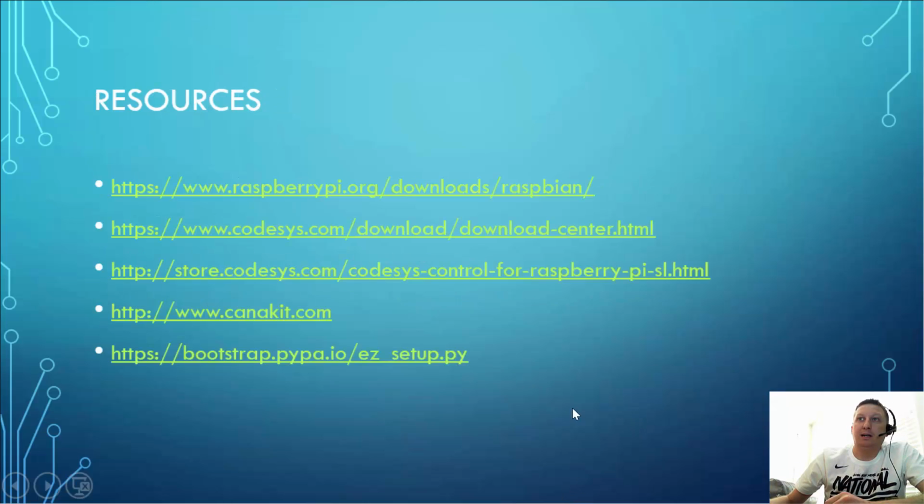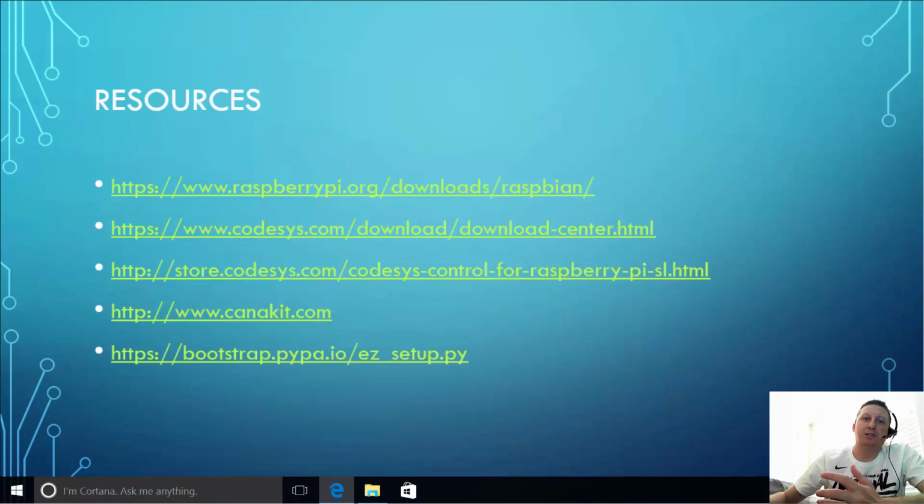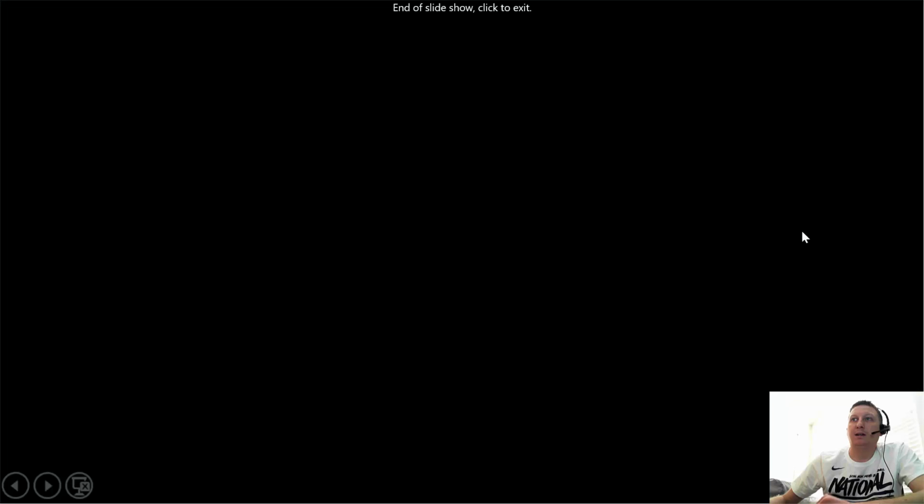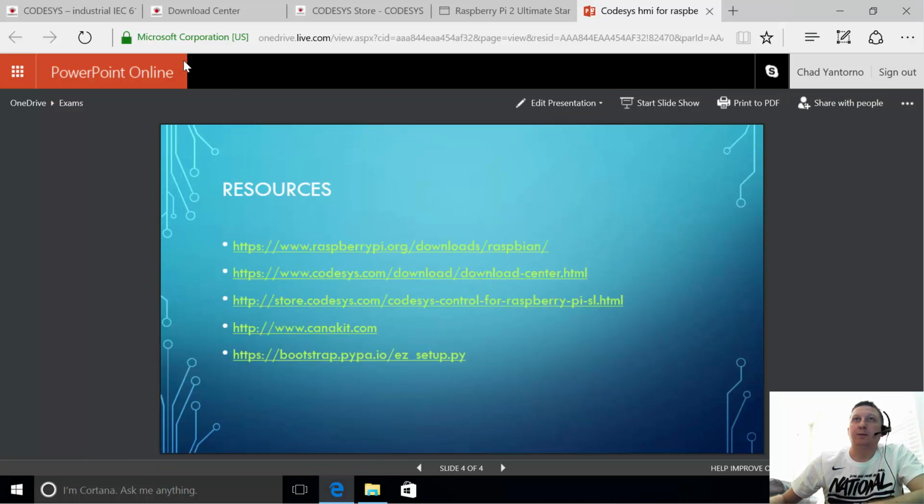So I have some resources here, and I'll include all this in my presentation if you want to link to it. This goes into the Raspberry Pi image, where to get it, where to go to CodeSys to download the information we need, the plugins, information on the Cana kit, and then installation of the Modbus detail, because we'll need to do some installations on that to get the Modbus working correctly. Essentially, it's a server and a host for Modbus to communicate correctly. All right, so let's get right into it.